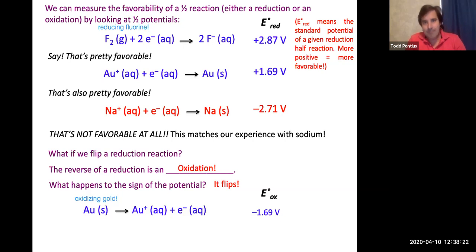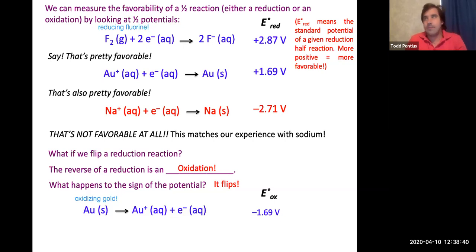So whenever you oxidize a metal that's solid, you corrode it. Like iron, when it oxidizes, becomes rust. So negative 1.69 volts means you have to put in a lot of energy to pull an electron away from gold, which probably matches our experience with gold.